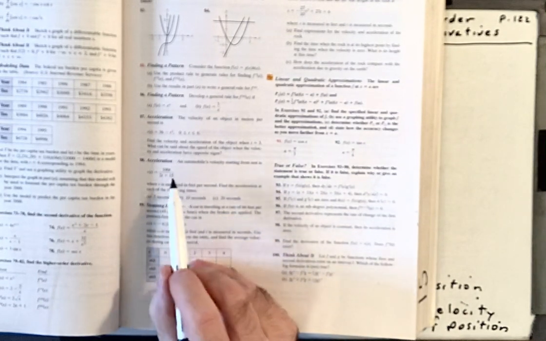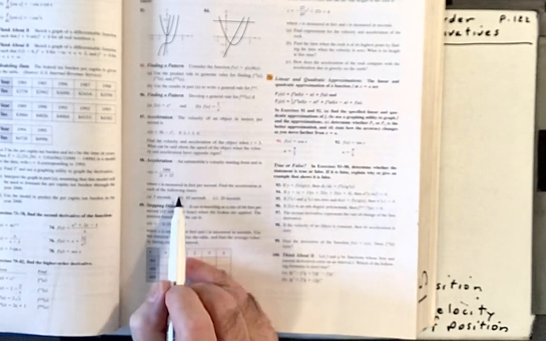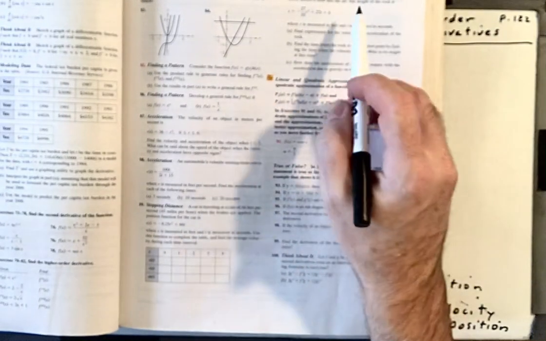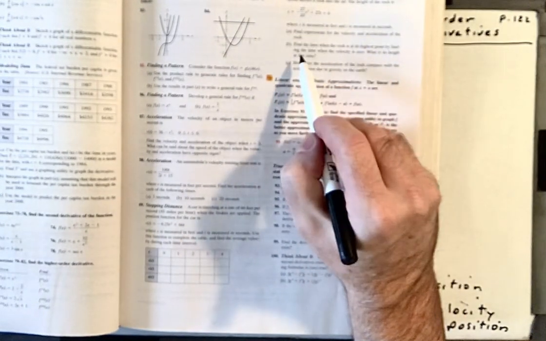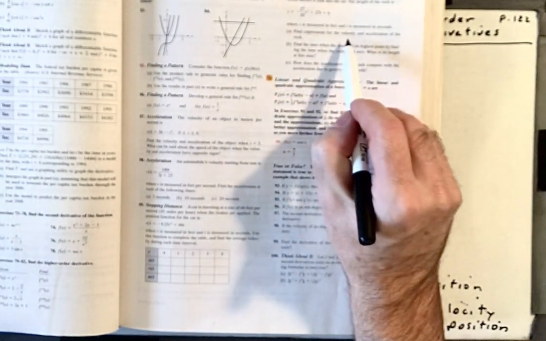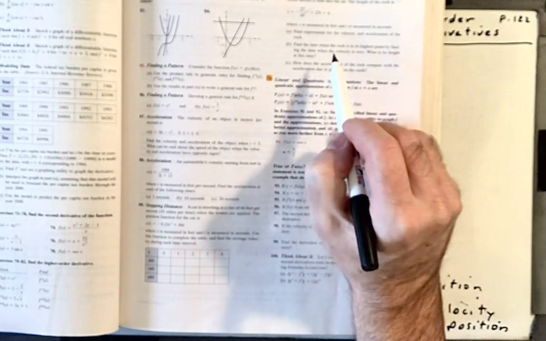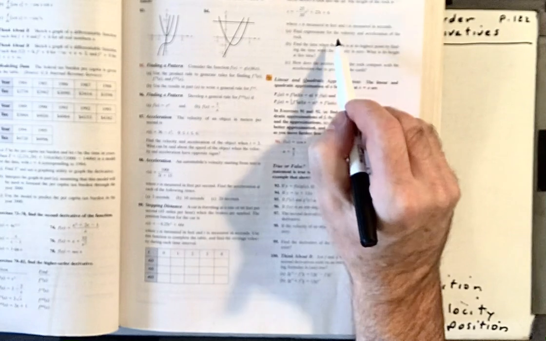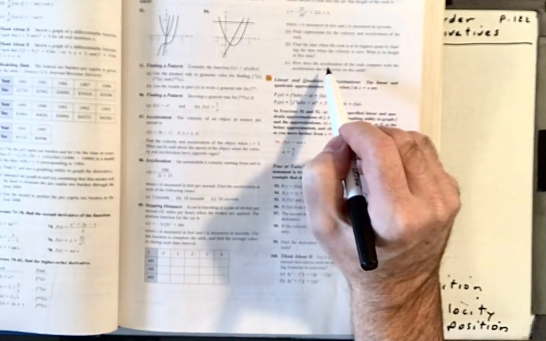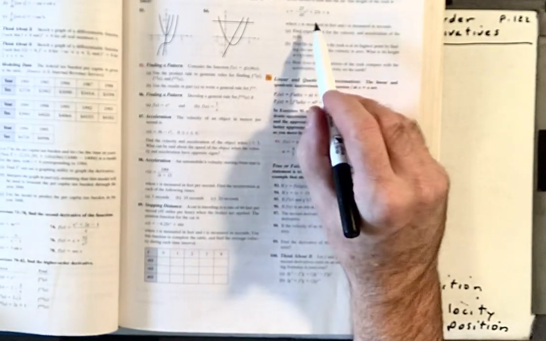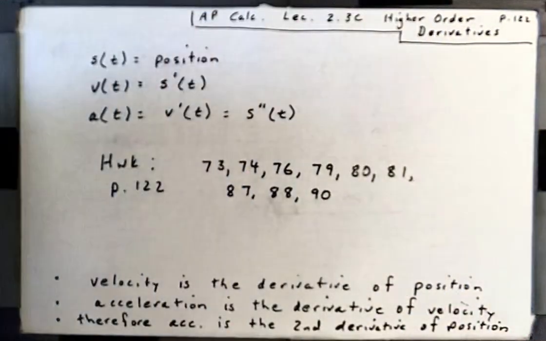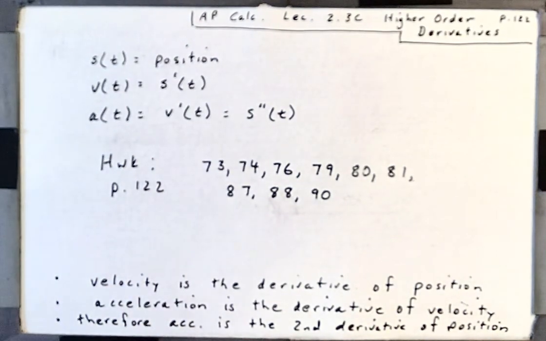88, they've given you the velocity function. They want you to find acceleration. So you can do that. And then 90, they've given you position. And they want you to find the velocity and acceleration functions, and then answer a couple of other questions there that are more of a physics free fall type problem, except it's on the moon instead of on the Earth.